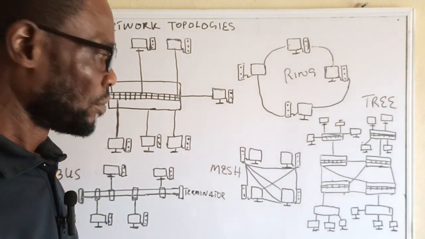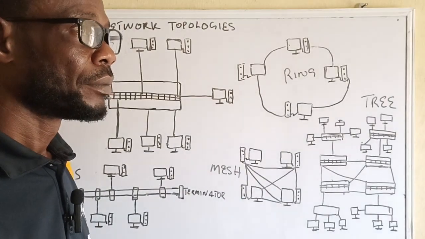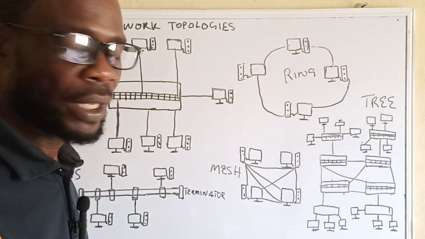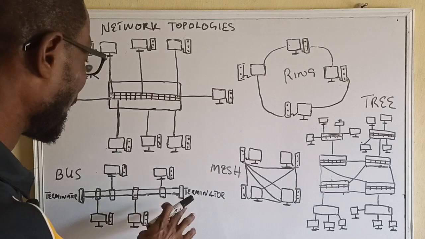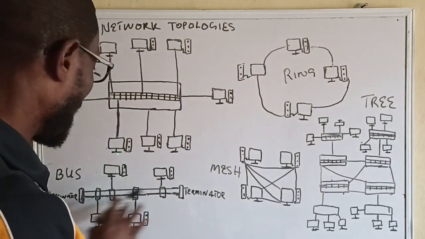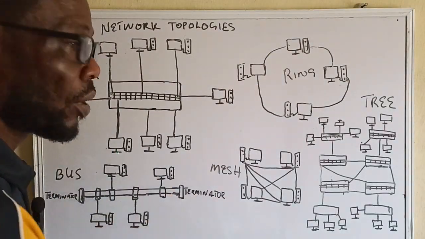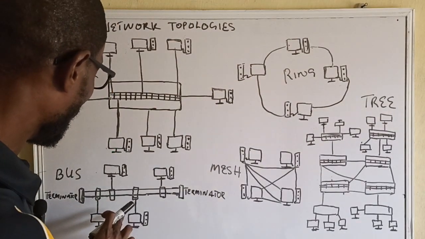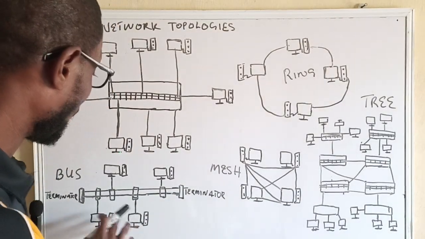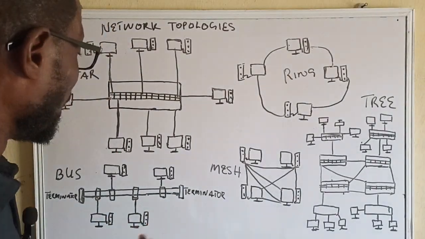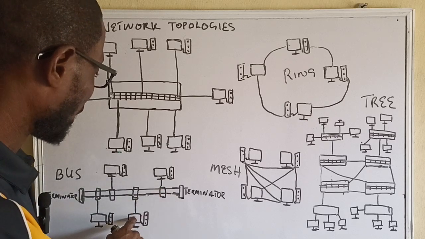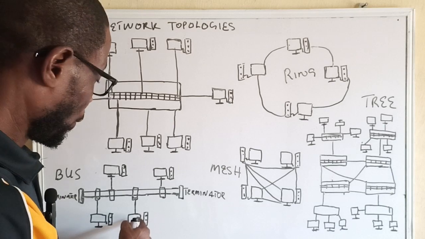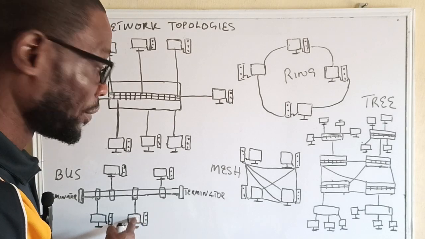So that is why at both ends there are connectors called terminators. And you can see how these devices are connected in a bus formation in a straight line. Let's say this system now wants to communicate with this system. It will just send the data and this one receives it.